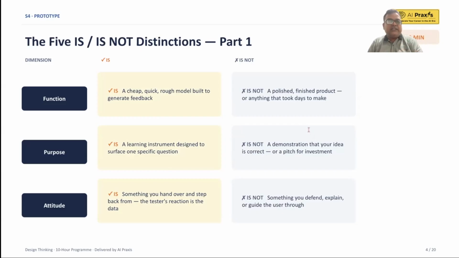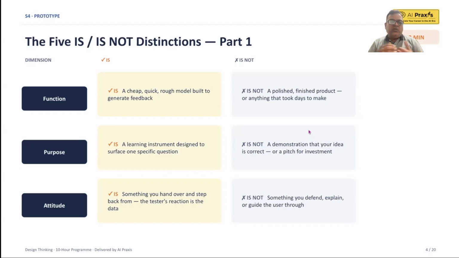And the third distinction is attitude, right? And this is the hardest one, right? A prototype is something you hand over and quietly observe. The user's reactions are your data. It's not something you explain, defend, or guide people through. So you're not expected to go and constantly keep explaining every feature.